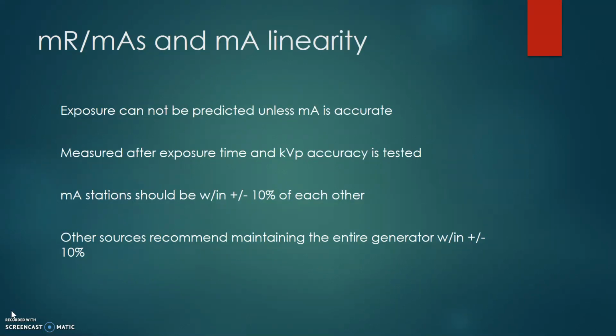Exposure cannot be predicted unless mA is accurate. This is measured after exposure time and kVp accuracy has been tested. mA stations should be within plus or minus 10% of each other. Other sources recommend maintaining the entire generator within plus or minus 10%.